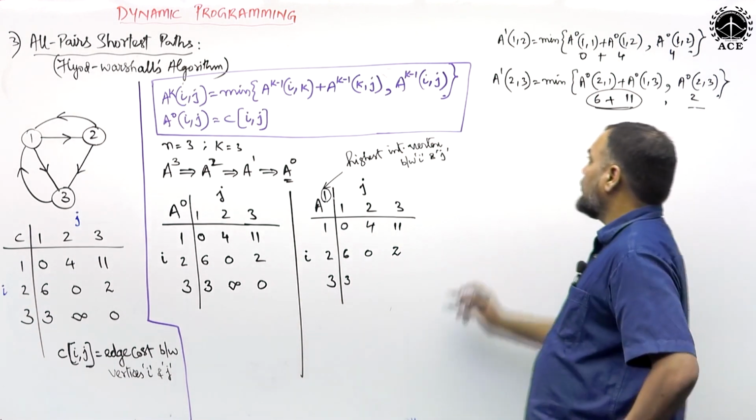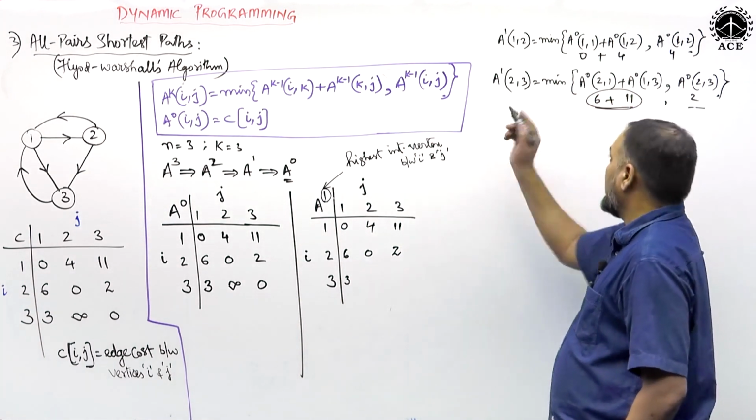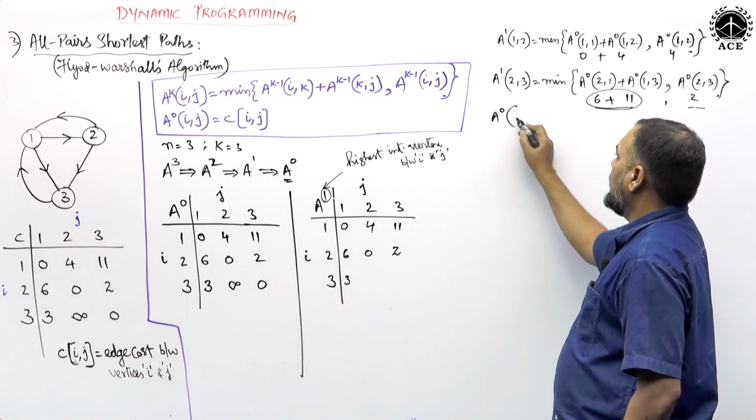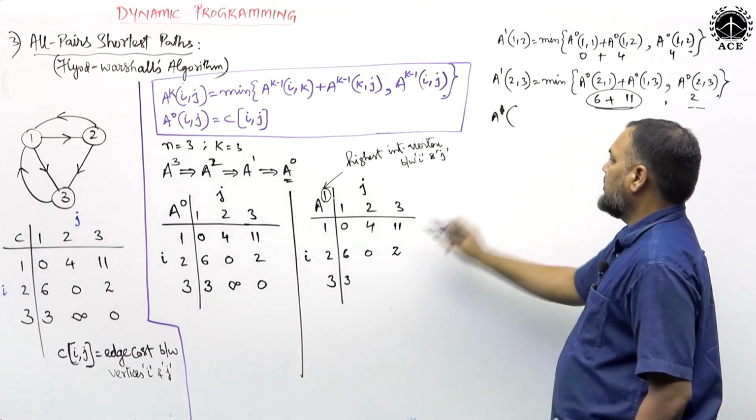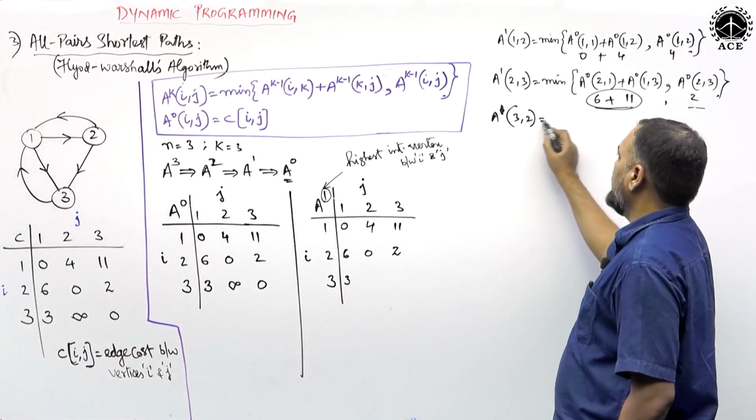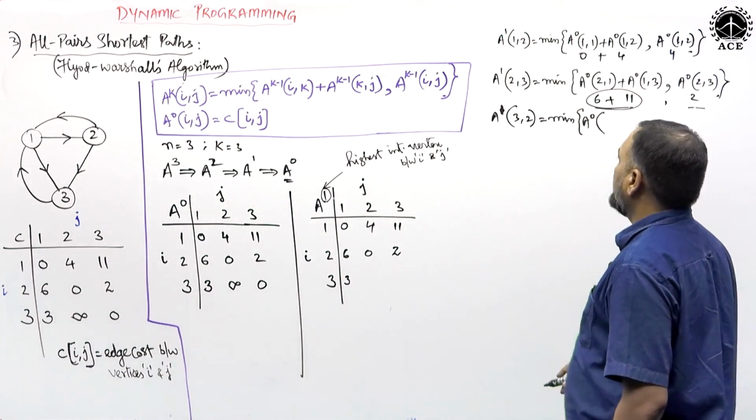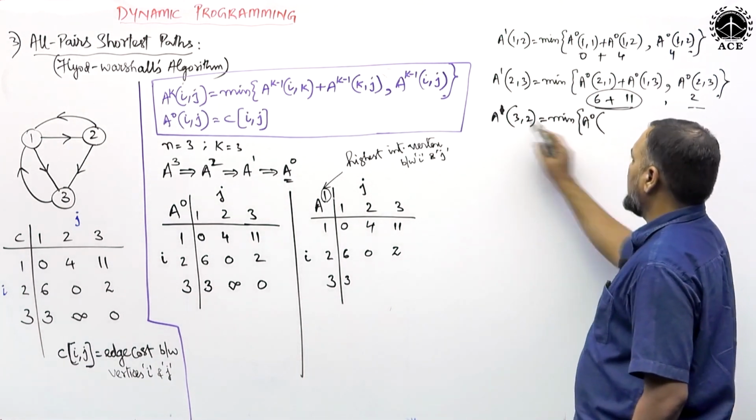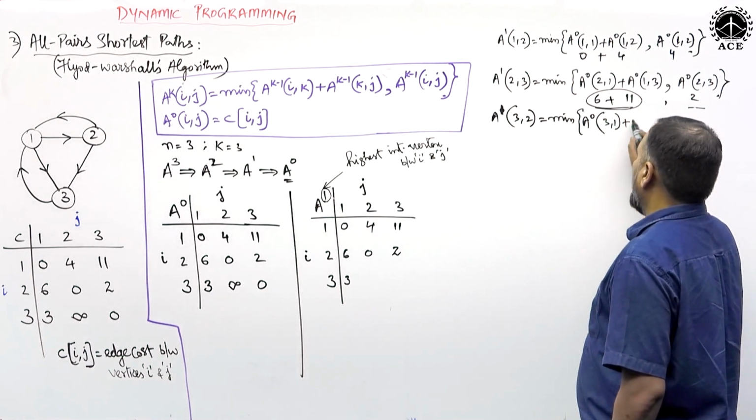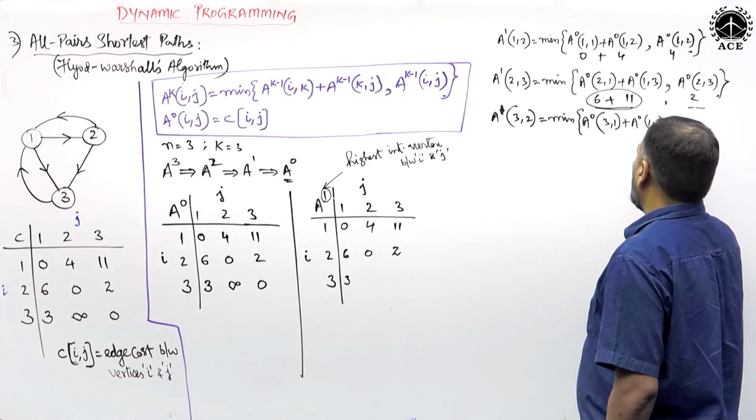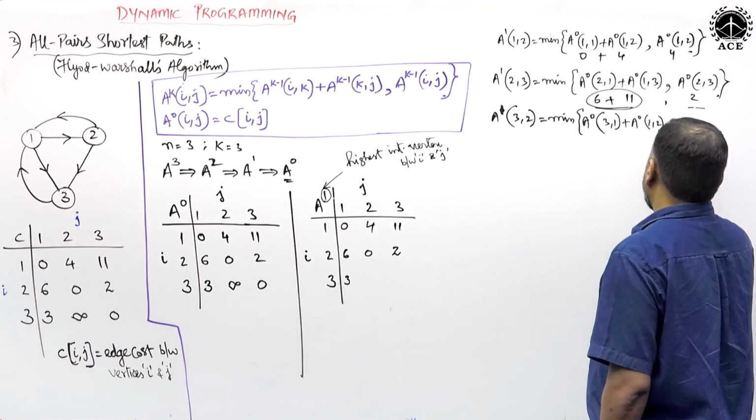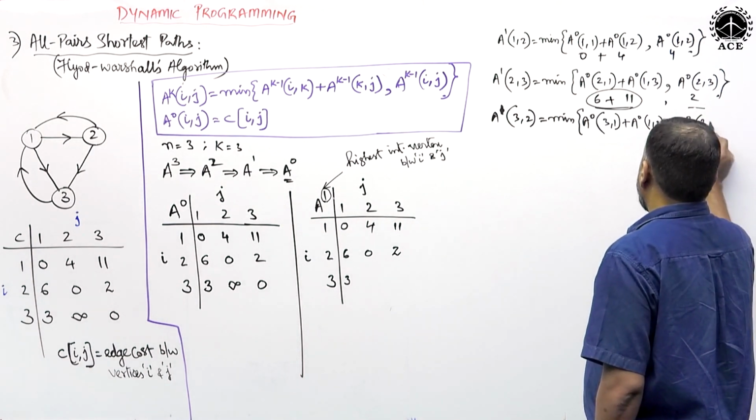So then I will have to see whether I can have a better path. So again I expand A1 of 3 2. So, minimum of what will I write? A0 of i comma k, 3 comma 1, and A0 of 1 comma 2, going via 1, 3 1 and 1 2, or A0 of 3 2.